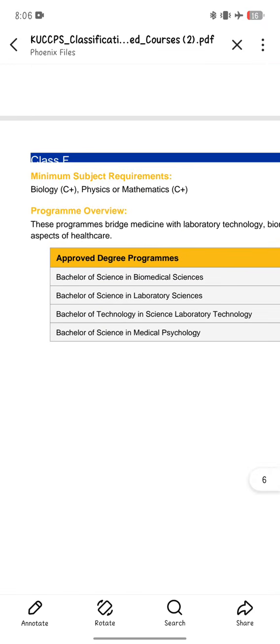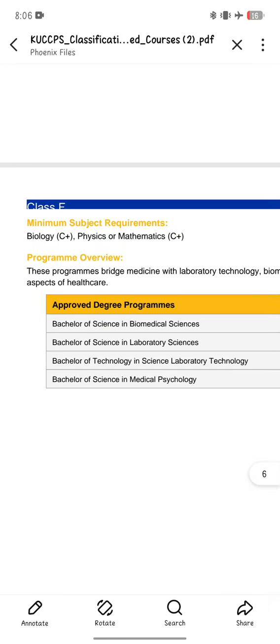And we move to class F courses, which comprises 4 courses, and the subject requirements are biology C+, and physics or mathematics to have C+. So you're going to make sure that you have a biology C+, and either physics or mathematics C+. And the following courses lie under that category: Bachelor of Science in Biomedical Sciences, Bachelor of Science in Laboratory Sciences, Bachelor of Technology in Science Laboratory Technology, and Bachelor of Science in Medical Psychology.